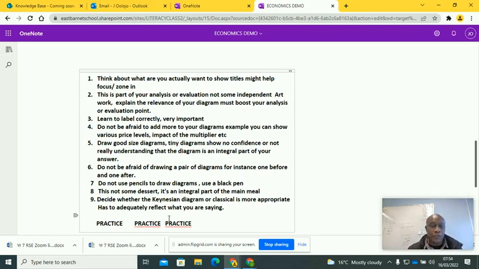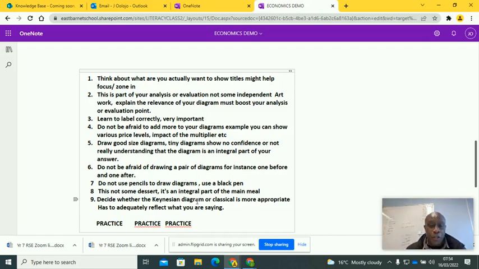So think about that. And also decide whether a Keynesian or classical diagram is more appropriate. I know the specification says you can either show classical or Keynesian, but sometimes classical is more appropriate, sometimes Keynesian is more appropriate. Look at what you're trying to show. What shows it best, Keynesian or classical? There's a big difference. So you need to be able to utilize the diagrams in the right manner.